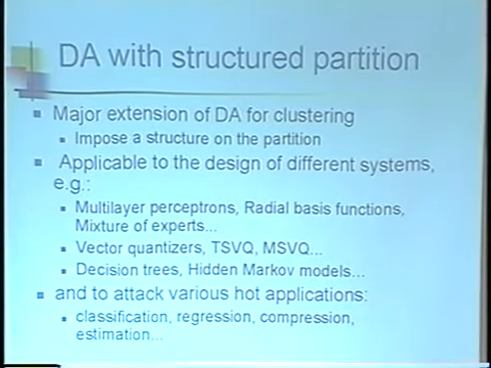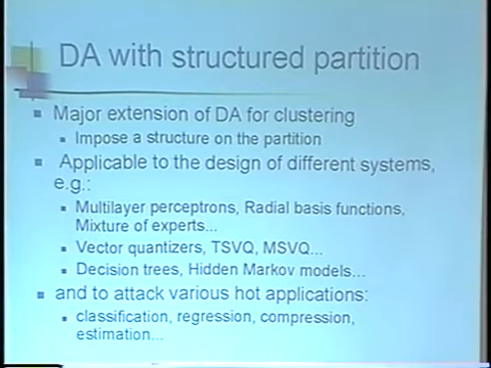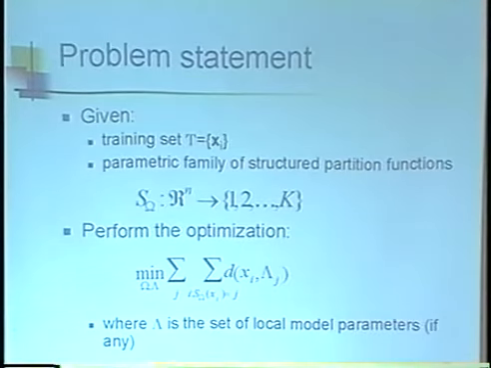That's too easy. So the solution that we propose is applicable to the design of very different systems. For example, multi-layer perceptrons, radial basis functions, mixtures of experts, vector quantizers. This is of interest when you do want to impose a structure on them as well, tree-structured or multi-stage. Decision trees, hidden Markov models, and of course, well, this is a sales pitch, lots of applications.